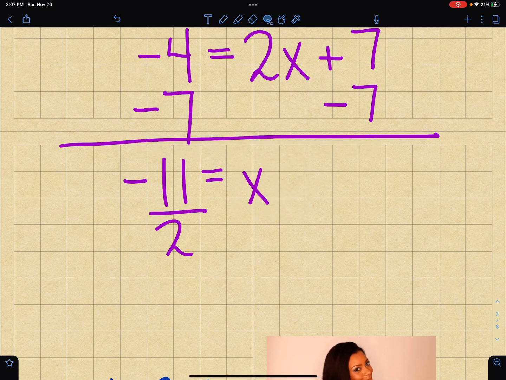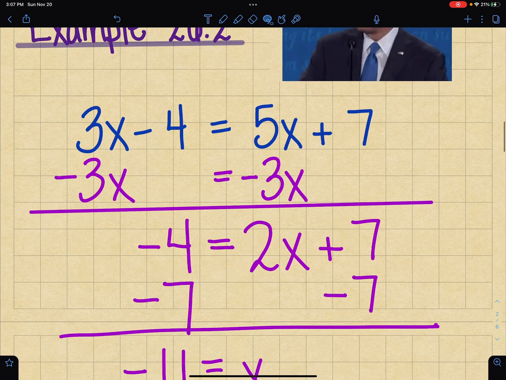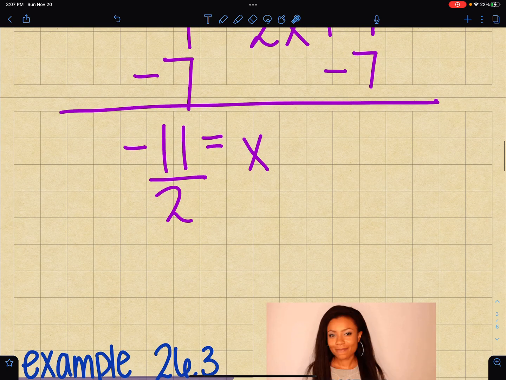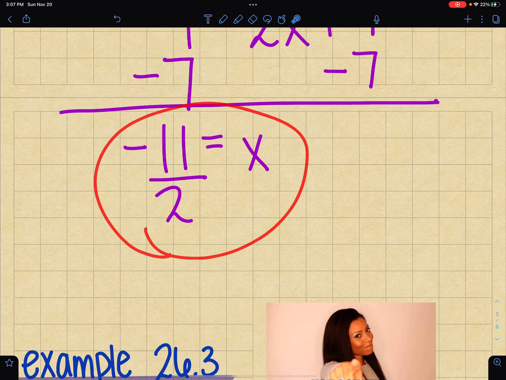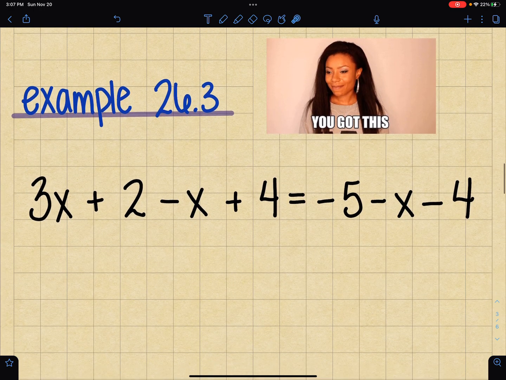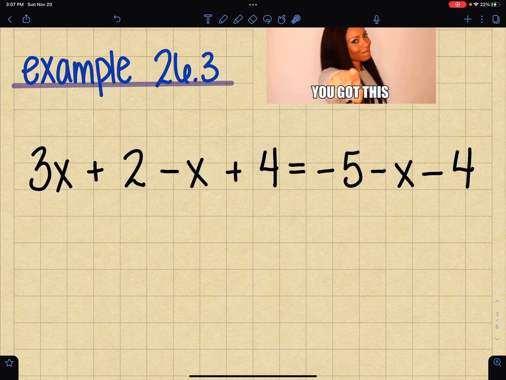And guess what I just realized? I didn't even realize this. This is the same exact problem as the one before. I just showed you 2 ways to solve it. So this just goes to show that you can put the x on either side. You'll get the same answer. Negative 11 over 2 is equal to x. Bam. All right, so what if it gets a little bit more complicated? You still got this.